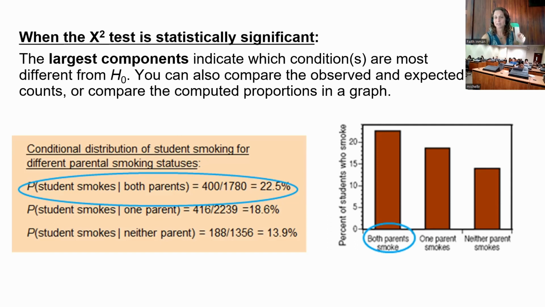And that's 18.6% of the population. And then the probability of a student who smokes where neither parent smokes is, again, 13.9%. So you can start to see the differences in these proportions when you look at them on a bar graph. Oh, look, the percent of students who smoke, given both parents smoking, looks a lot higher than when either one parent smokes or neither parent smokes.